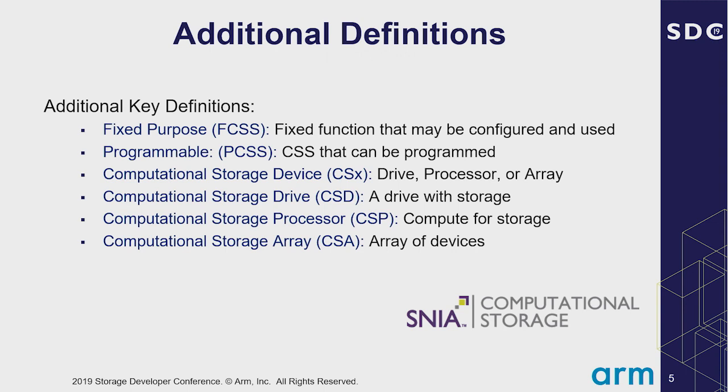Then there's a generic term, a computational storage device, which is any one of three: a computational storage drive, which is the drive we're familiar with today, U.2, M.2, whatever the case may be, that has storage on it; the computational storage processor that Stephen just presented from Dataflow; and a computational storage array. I'm not going to really talk about computational storage processors or arrays today.